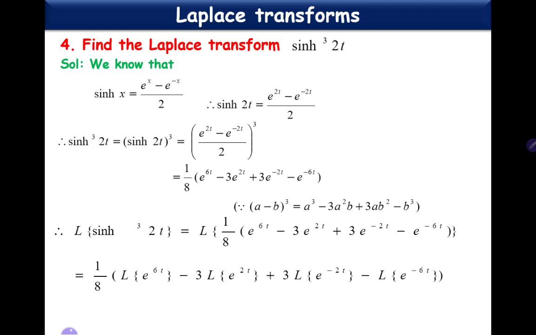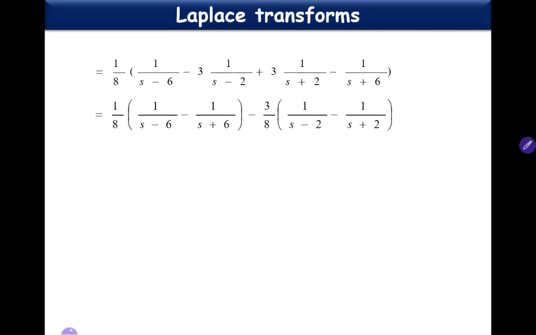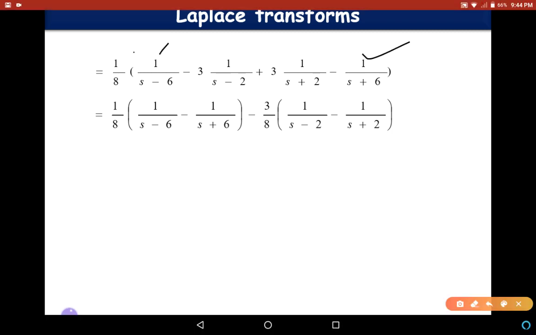And what is L of e^at? It is 1 by (s − a), and L of e^−at is 1 by (s + a). So applying that formula, we get 1 by 8 (1 by (s − 6) − 3 into 1 by (s − 2) + 3 into 1 by (s + 2) − 1 by (s + 6)). Now grouping these two terms as a single term and these two terms as another term, we get 1 by 8 times (1 by (s − 6) − 1 by (s + 6)) minus 3 by 8 times (1 by (s − 2) − 1 by (s + 2)).